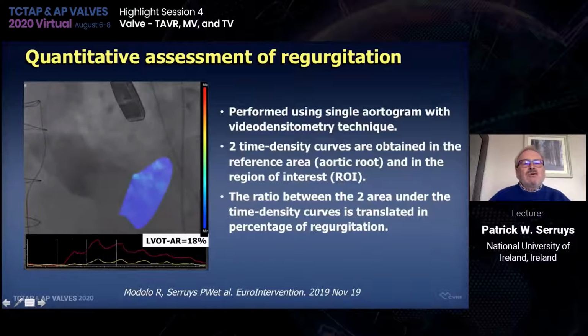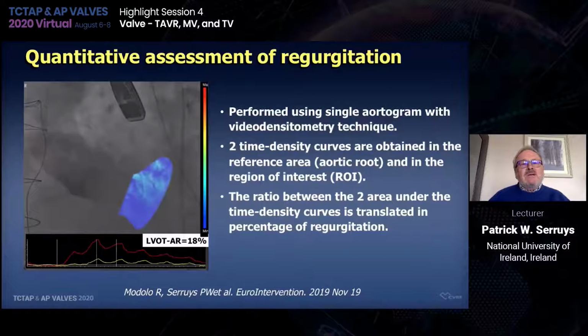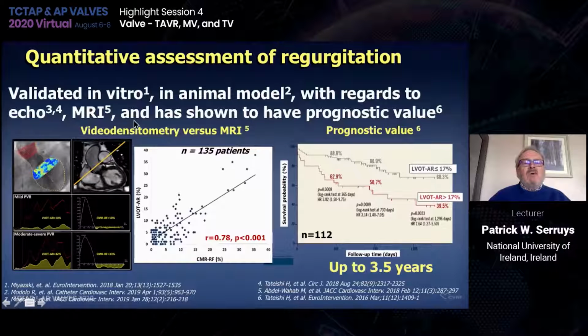This is in action. You can see the color-coded regurgitation, the assessment of the color-coded video densitometry. Clearly, it is at the upper part of the valve in this case. We spent time between 2016 and now validating that in vitro, in mock circulation, in animal models, pigs and sheep. We correlated that with transthoracic and transesophageal echo, and with Wahab, we looked at MRI.